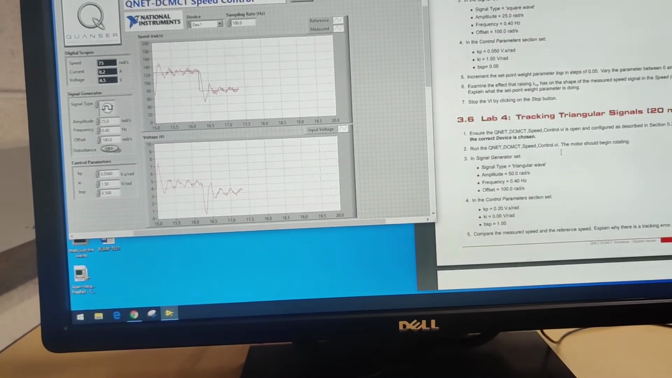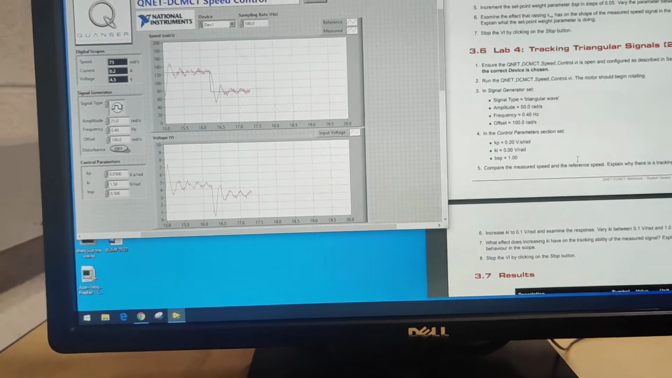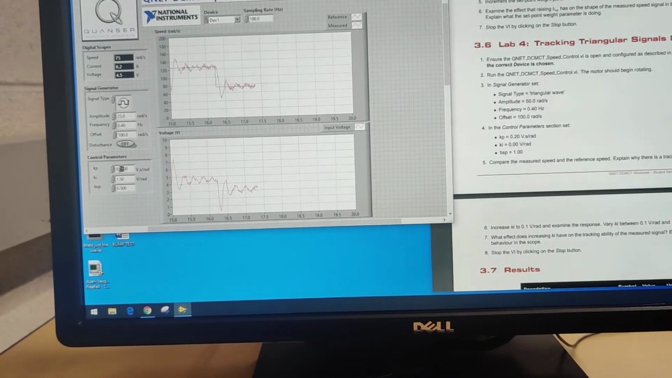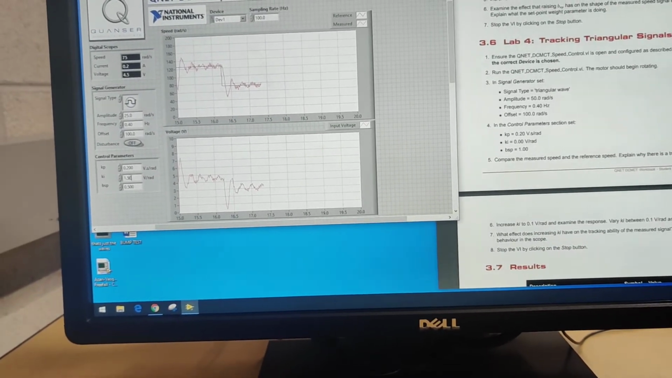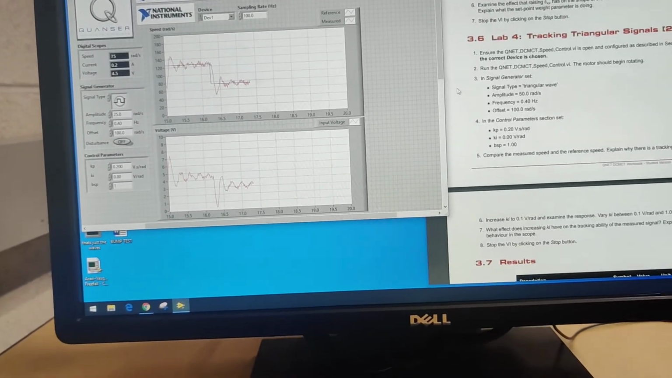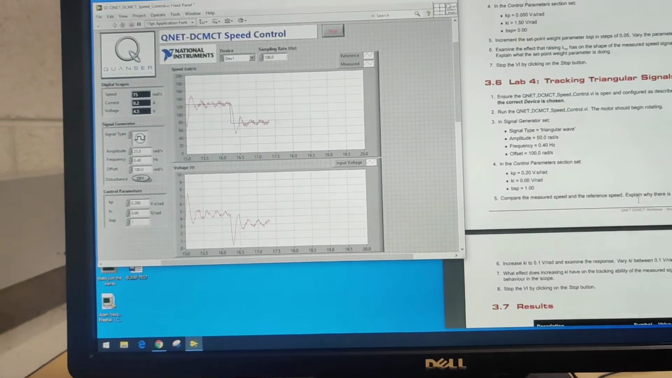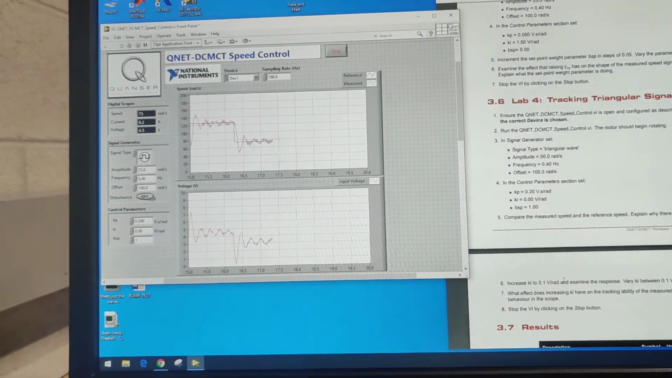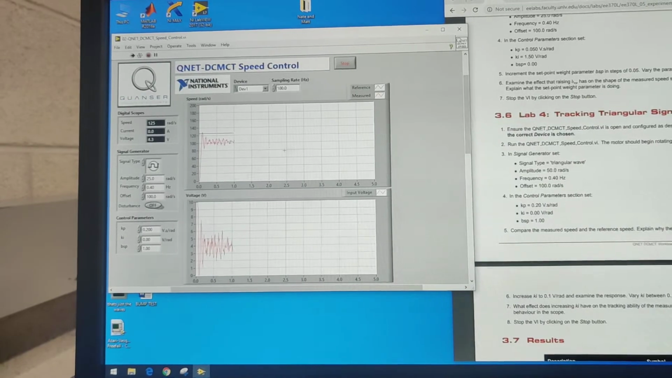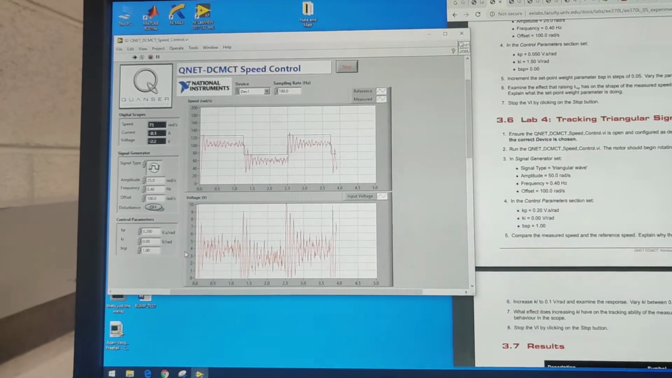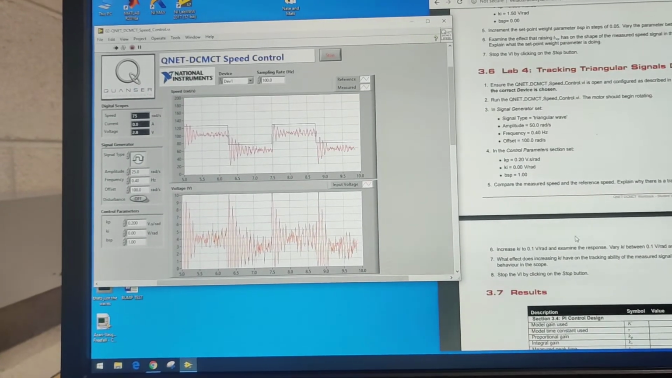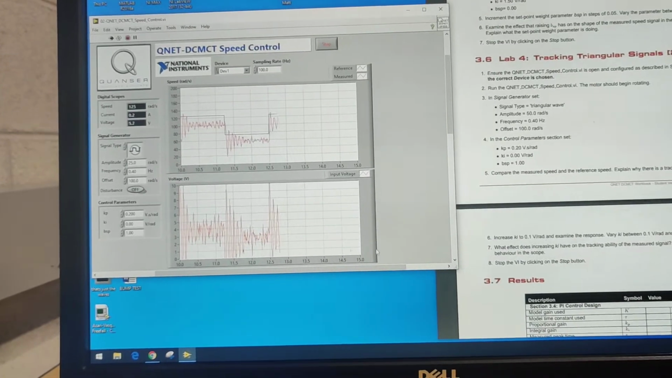And also the last one is change the KP to 0.2, change the KI to 0, and change the BSP to 1.0. Okay, and compare the speed and the reference speed and explain why there's a tracking error. Okay, let me do this. And then it asks me to increase the KI to 0.1 as an increment.